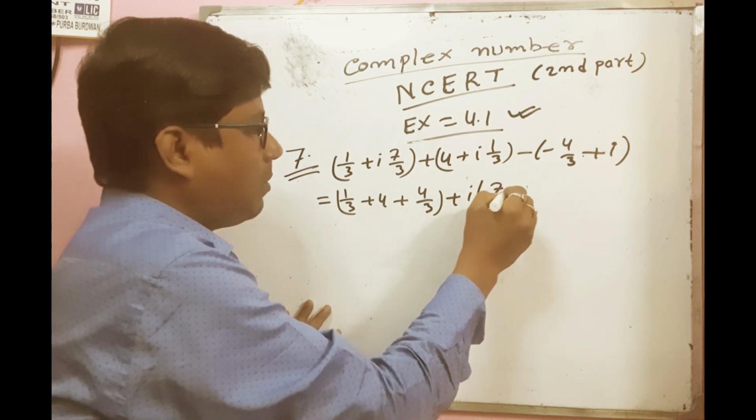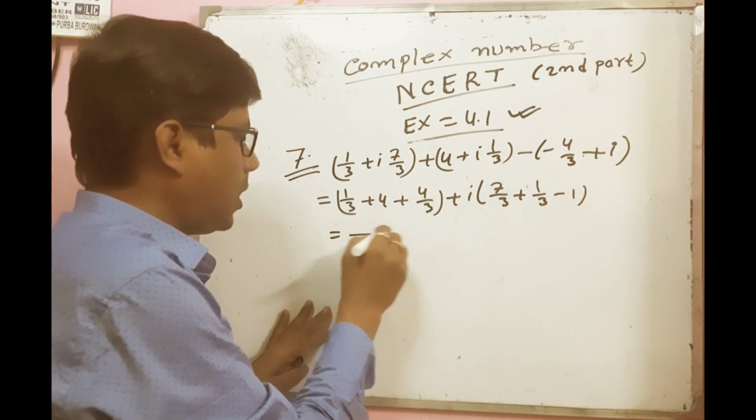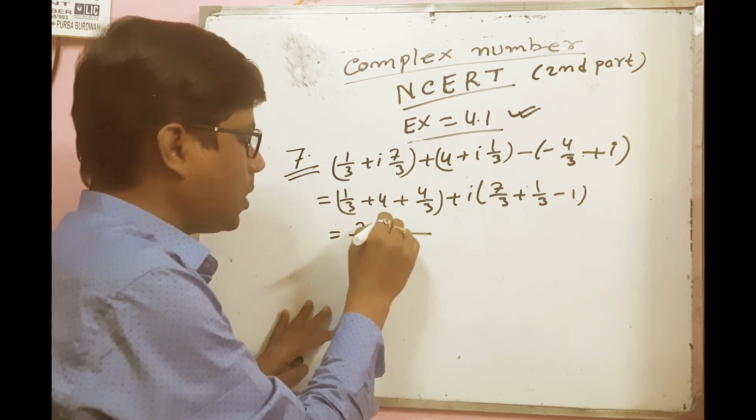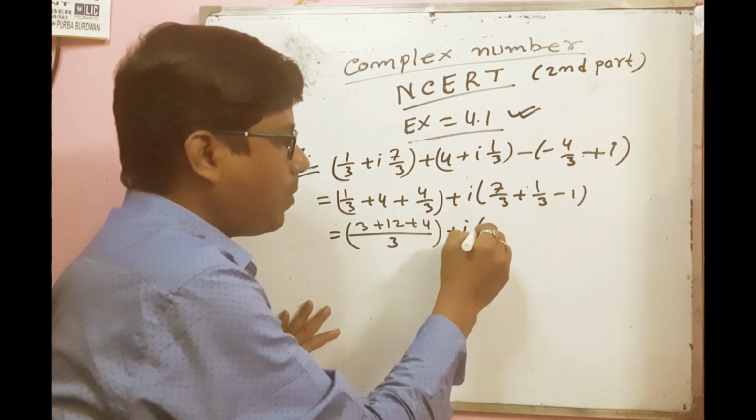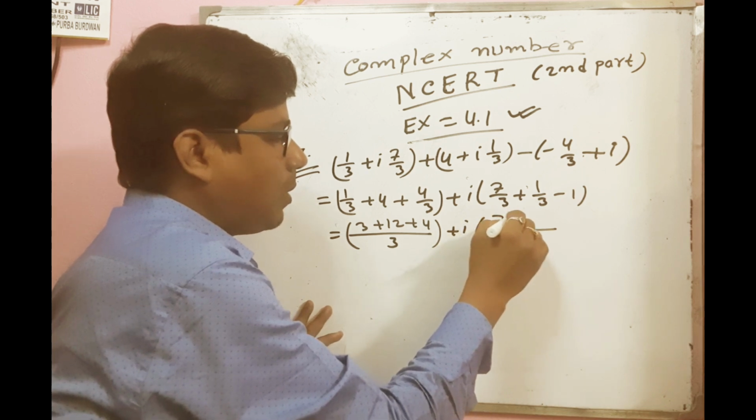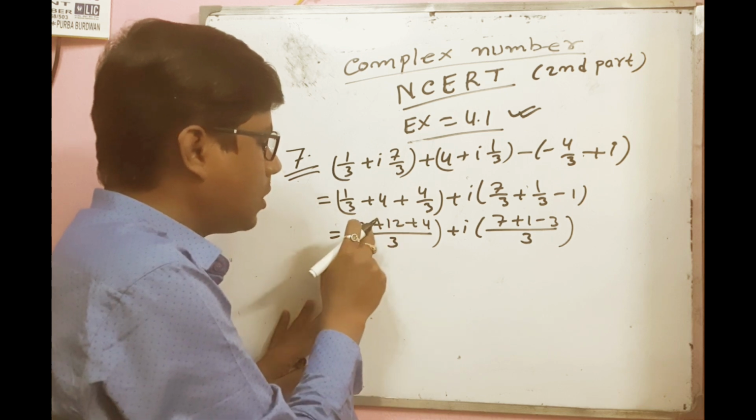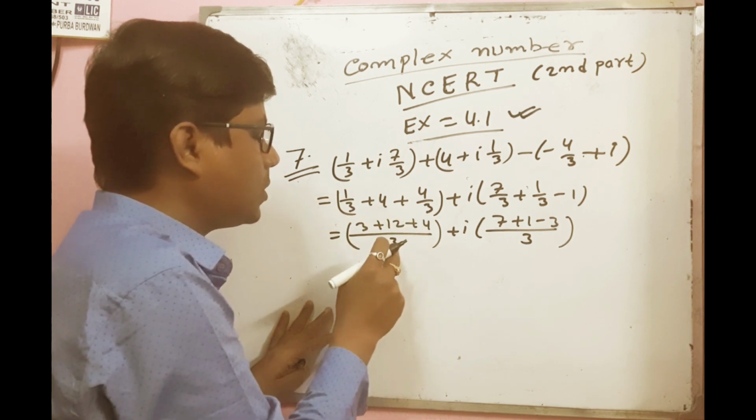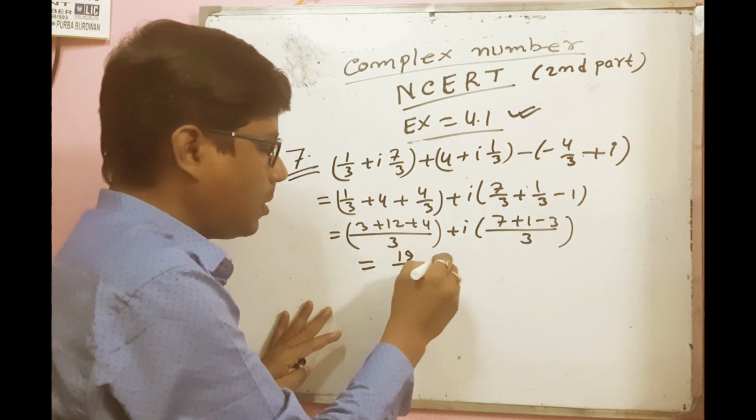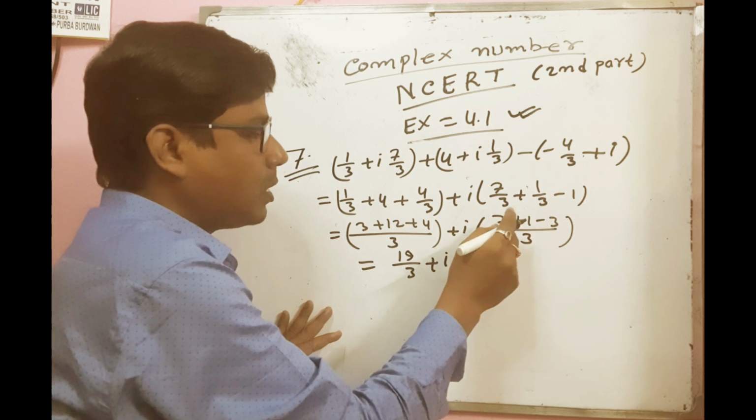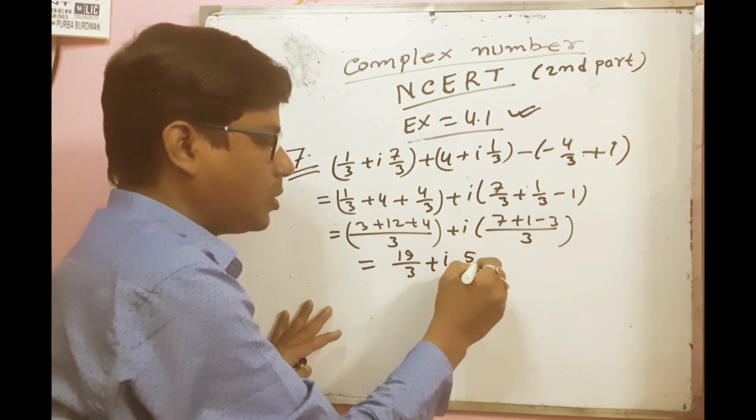i times of 7 by 3 plus 1 by 3 minus of 1. Now LCM is 3, then 3 plus 12 plus 4, and i times of LCM 3, 7 plus 1 minus 3. Now calculating, we get 3 plus 4 is 7, 7 plus 12 is 19 by 3, plus i times of 7 plus 1 is 8, 8 minus 3 is 5, 5 by 3.